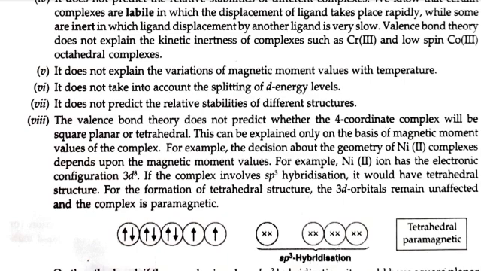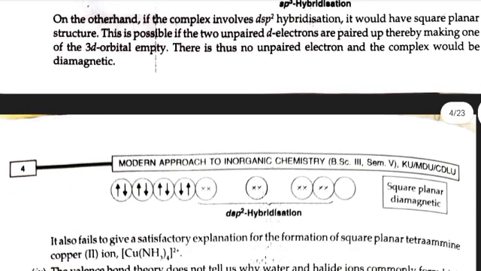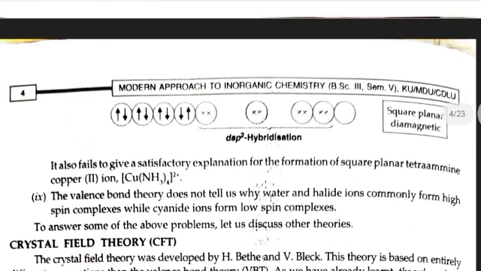For the formation of the tetrahedral structure, the 3d orbitals remain unaffected and the complex is paramagnetic. On the other hand, if the complex involves dsp2 hybridization, it would have a square planar structure. This is possible if the two unpaired d electrons are paired up, thereby making one of the 3d orbitals empty. Thus, there is no unpaired electron and the complex would be diamagnetic. It also fails to give a satisfactory explanation for the formation of the square planar tetraammine copper ion.